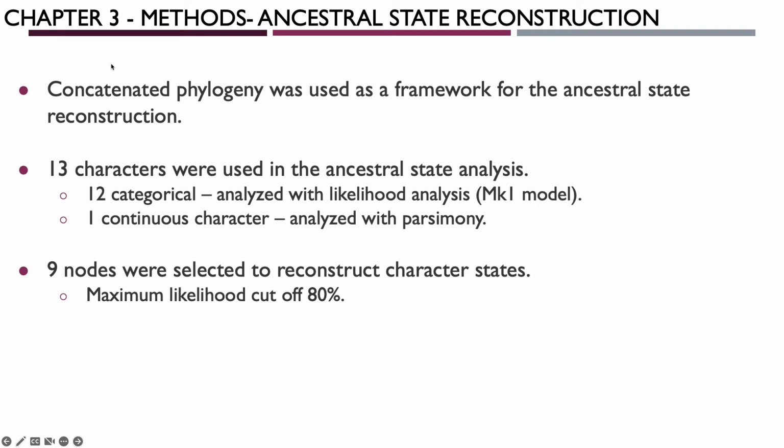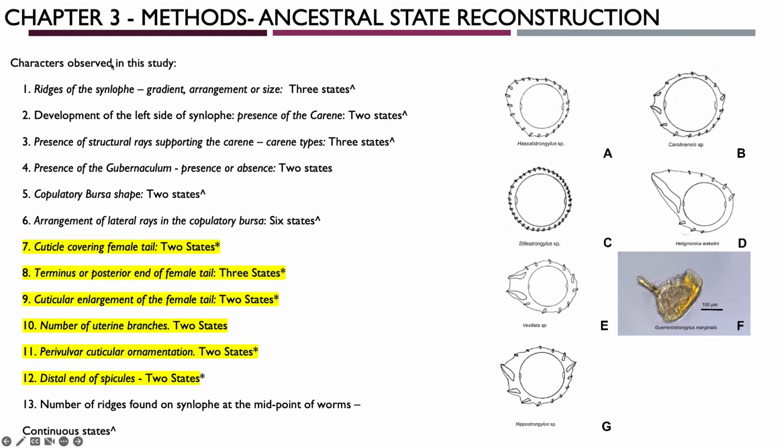So what happened was, once we got these maximum likelihood scores back, we decided our maximum likelihood cutoff to say a character is diagnostic is 80%. So here are the characters we are looking at. This is a big list, I understand. You might notice that we have these in yellow. These are newly proposed characters.